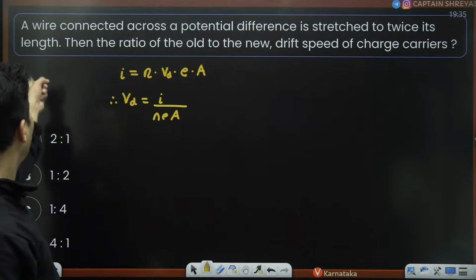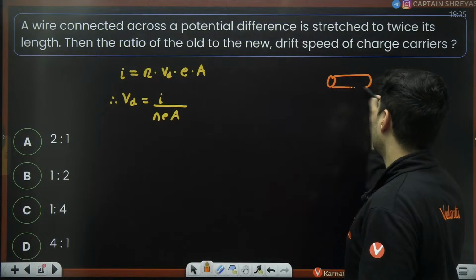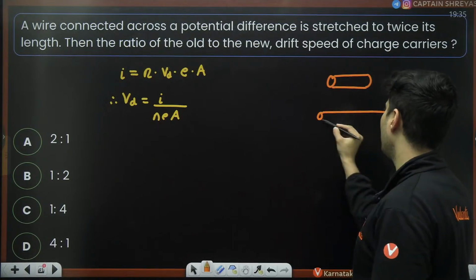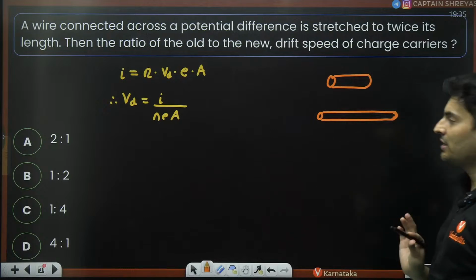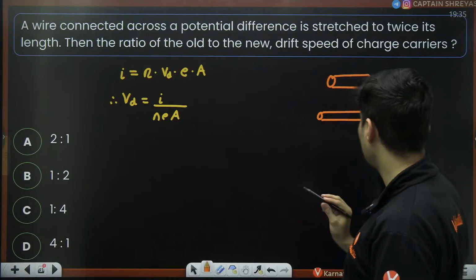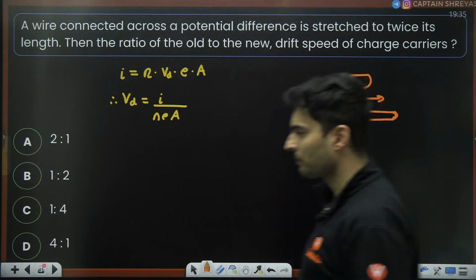So, you might be wondering what happens when you change the length. See, if you have a wire and you change the length, even the area will change. Even the current will change. Current will also change, area will also change, but the voltage is the same for both of them.